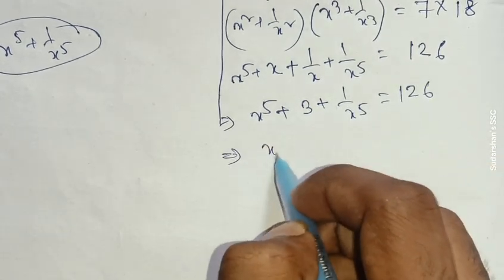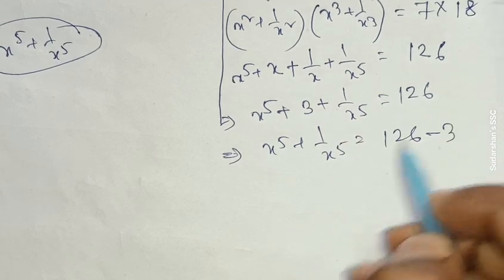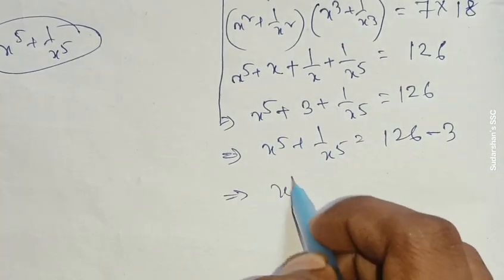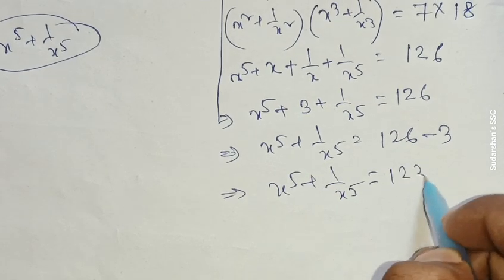That implies that x to the power 5 plus 1 by x to the power 5 is equal to 126 minus 3. That implies that x to the power 5 plus 1 by x to the power 5 is equal to 123.